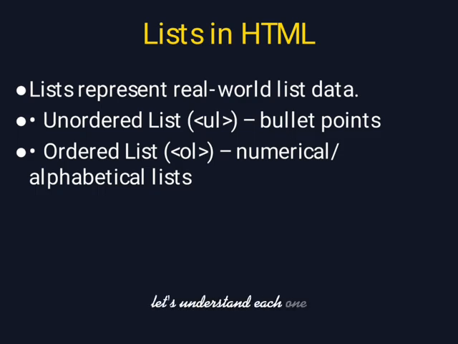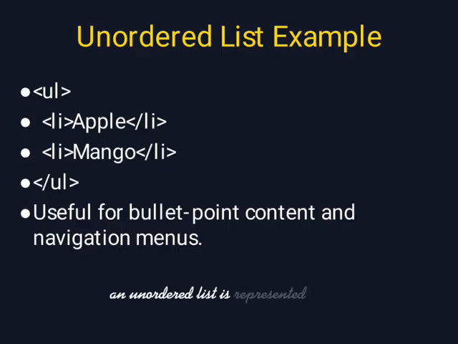Let's understand each one. An unordered list is represented using the UL tag. The items inside the list are written using LI tags, which stand for list items. The browser automatically displays bullet points before each item. Example: Apple, Mango. This type of list is useful when the order of items does not matter. For example, shopping lists, features of a product, website navigation menus, course modules. Remember, UL means unordered list.